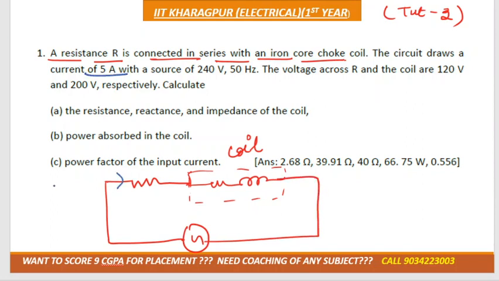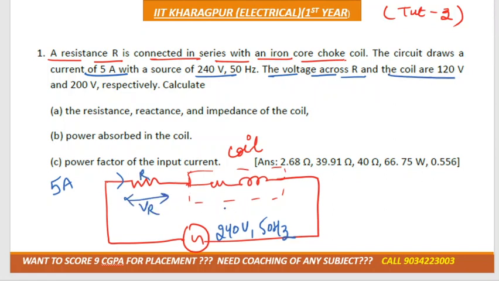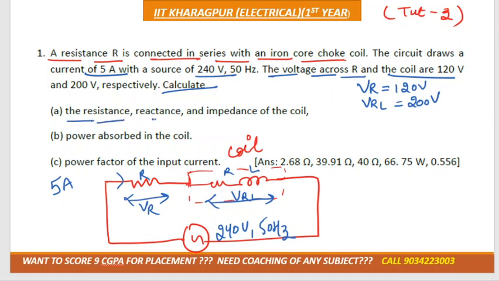The current given is 5 ampere, the voltage is 240 volt, and the frequency is 50 hertz. The voltage across R is VR, and the voltage across the coil, which is the combination of RL, is VRL. So VR is equal to 120 volt and VRL is equal to 200 volt. Calculate the resistance, reactance and impedance of the coil.